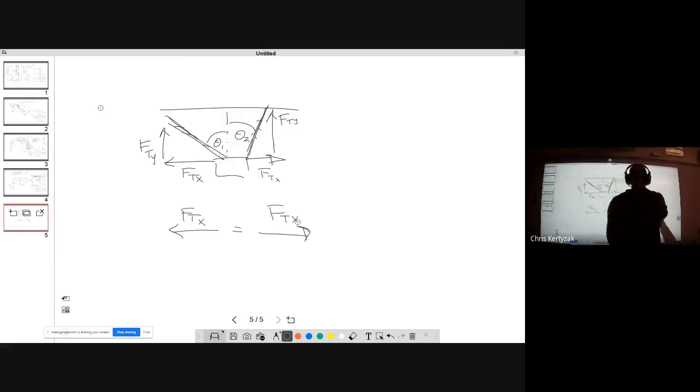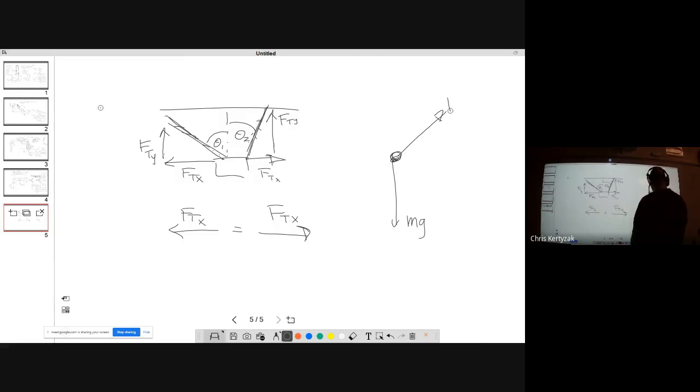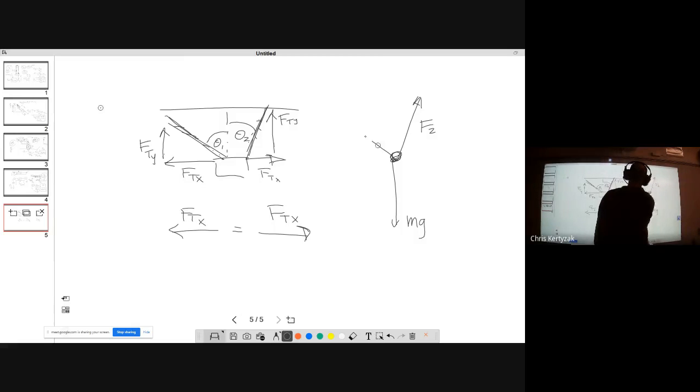If we free body diagram it, we would show that the weight is pulling down, mg. We've got some tension. I didn't draw that quite right. The way I had it was a little more steep than that. We have some tension kind of pulling it up like this. I guess we call that F2, if we call that rope 2. And we have another tension going this way. We would call that F1.